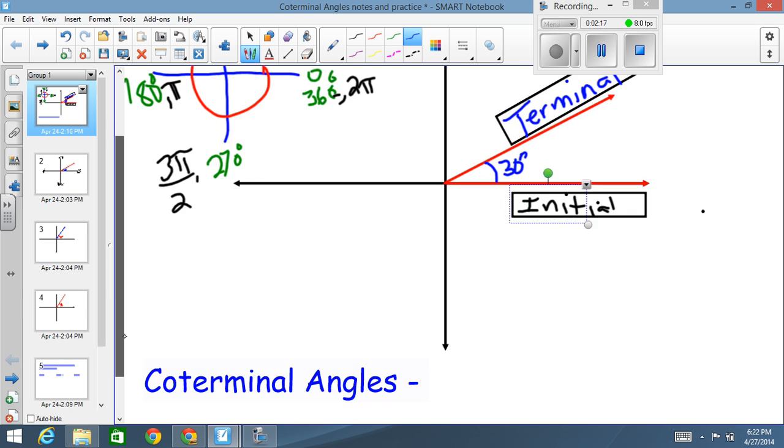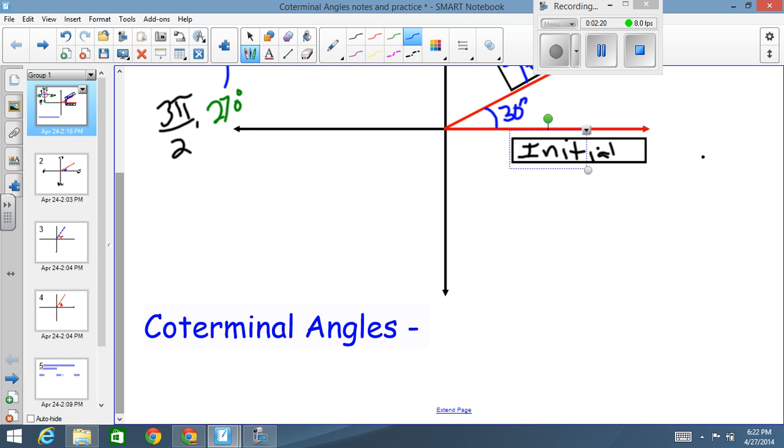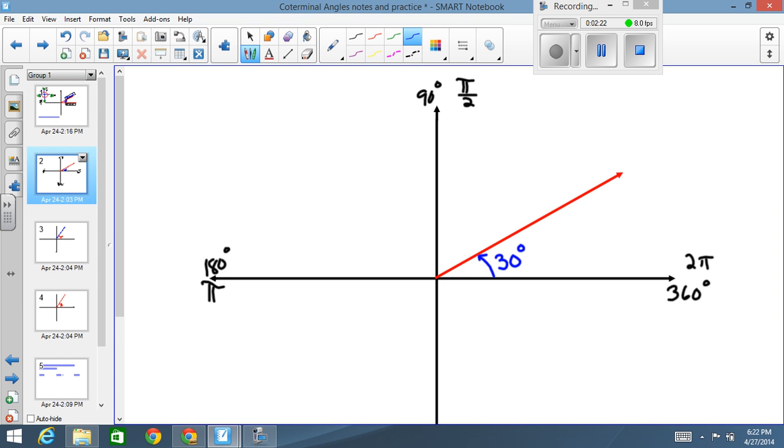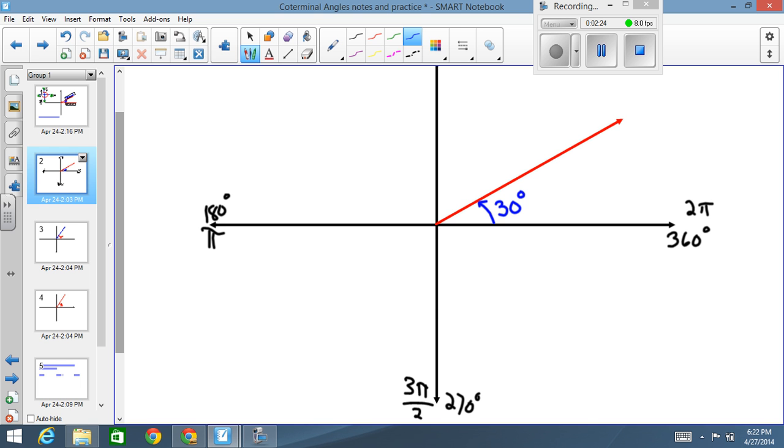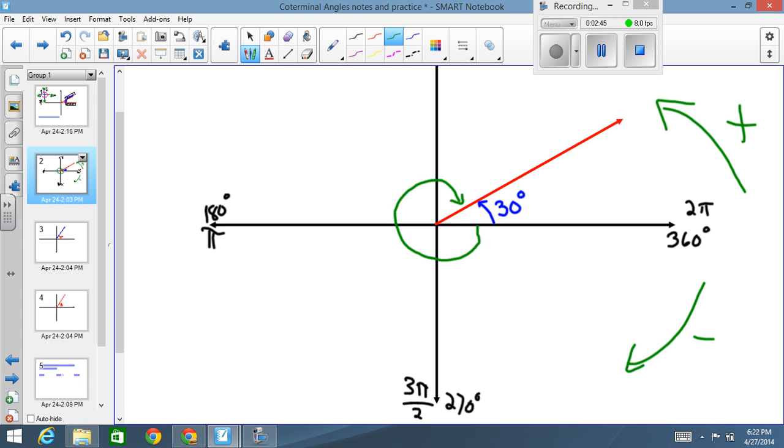So, what's the idea with this thing, coterminal angles? Well, let's actually look at slide 2, and then we'll come back and we will define coterminal angles. So here's that same 30-degree angle, with my red line there being my terminal side. Well, what if I started here, and instead this time I went this way and ended up there? Well, I know that when I go down, this is in the negative direction. When I go that way, that's my positive direction.